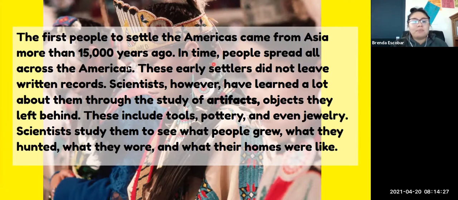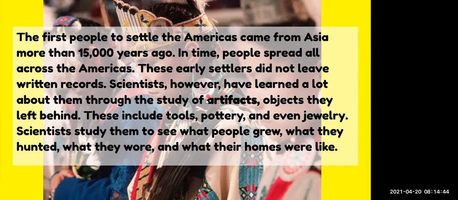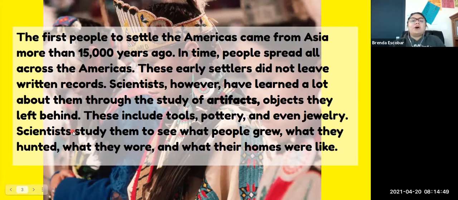It says, in time, people spread all across America. That's when we learned about the Maya, the Aztecs, these Native Americans, the Inca. Okay, it says right here, these early settlers did not leave written records. Scientists, however, have learned a lot about them through the study of artifacts, which are objects that they left behind. So even though these Native Americans from the North didn't have anything written, like, hey, here's our history, scientists can still tell what their culture was like by looking at things they left behind.